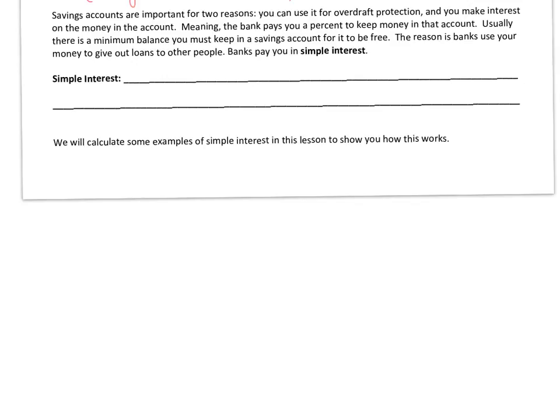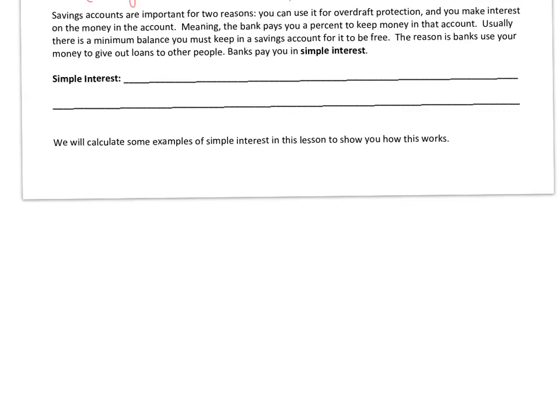So usually there's a minimum balance that you need to have in your savings account for it to be free. Otherwise, they will charge you for the savings account, but it's pretty minimal. It's like in some banks, it's like $5 that you need to keep in there for it to be free, which is pretty easy.